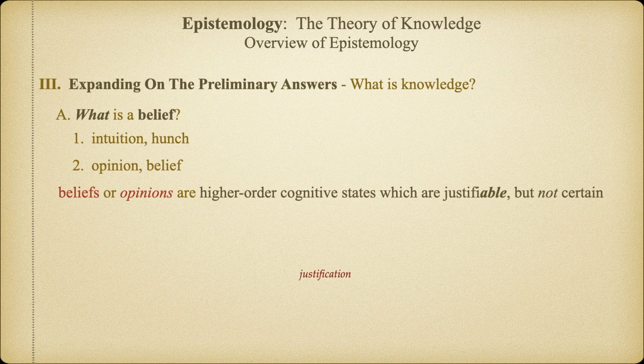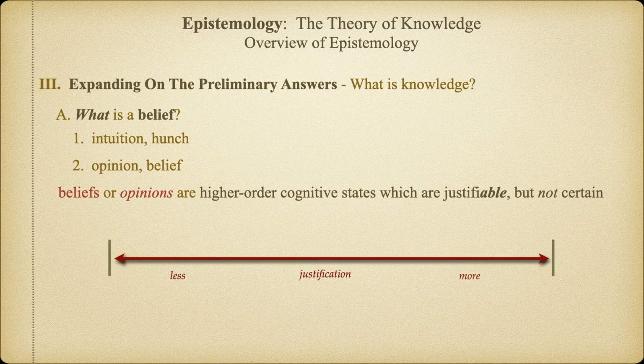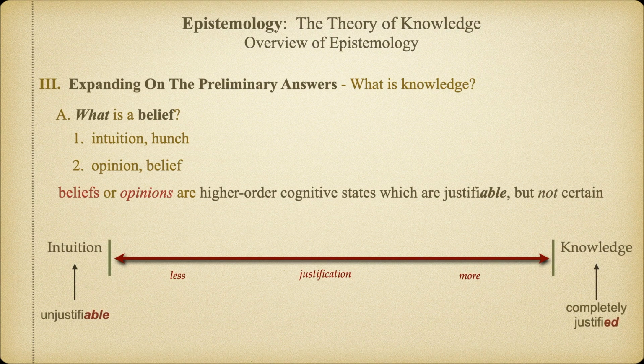We can visualize this with a continuum of justification representing more and less evidence. On one end of the spectrum, we have intuition, and on the other, knowledge. Intuitions are unjustifiable, which is why we don't expect someone to offer an explanation of a hunch they're having. Knowledge, on the other hand, is completely justified. In order to count as knowledge, something must have already been justified to the point that it is no longer in question. Everything that falls between intuition and knowledge is the realm of opinion.